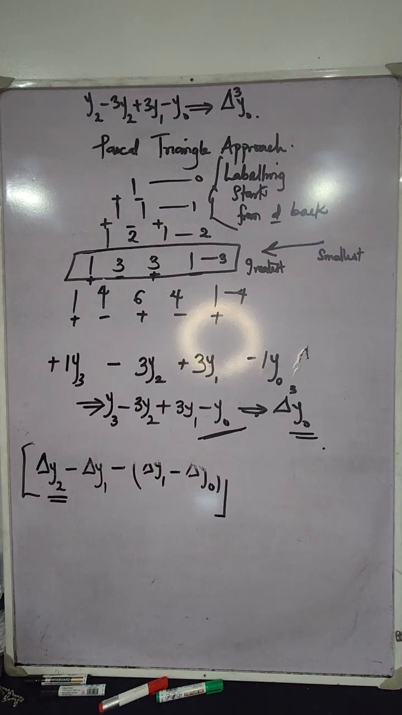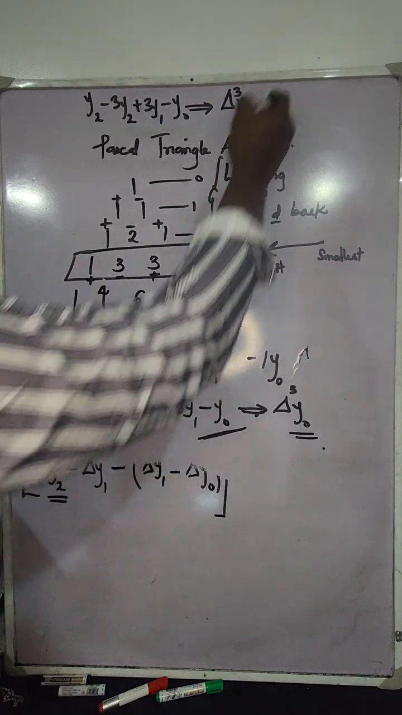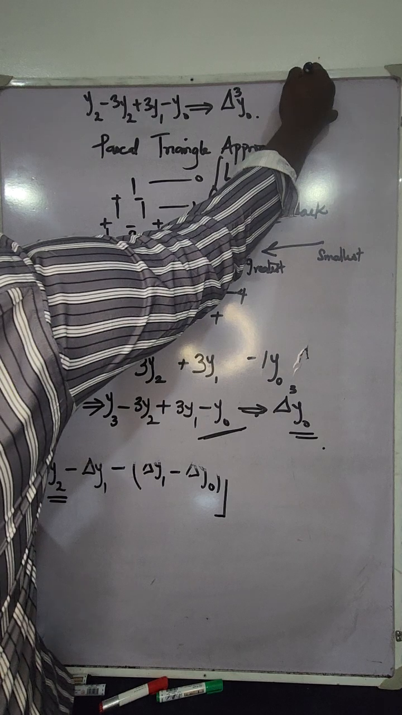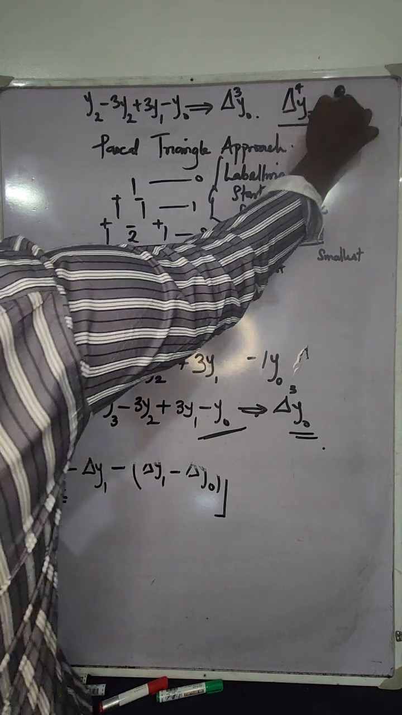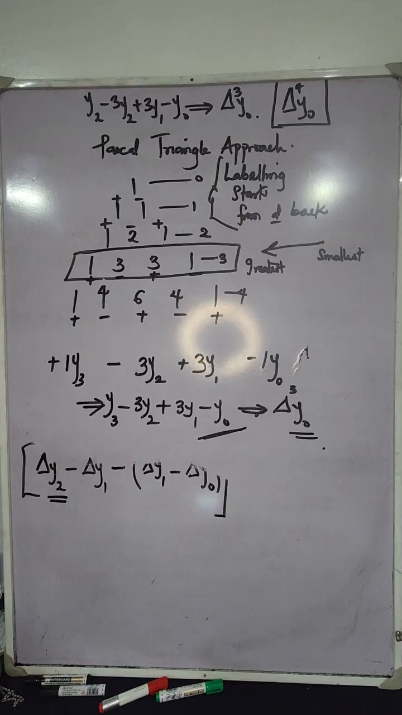I'd like for you in your meantime to try this. Using the Pascal triangle approach, solve for the forward difference to the power of 4 of y0. You can try that out at your leisure time. Very, very simple.